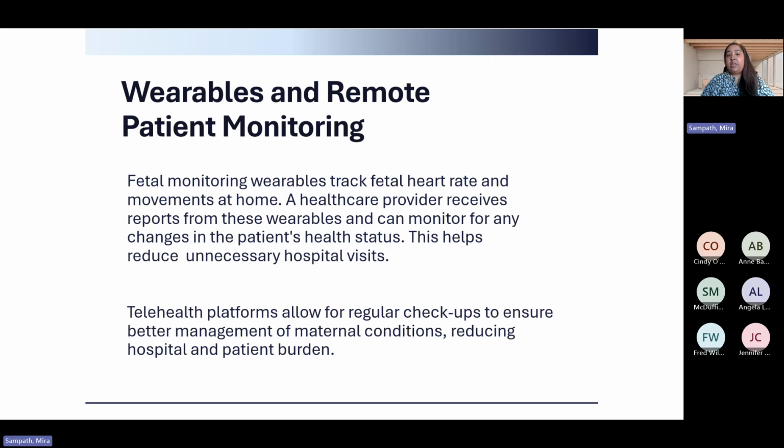This can really reduce the need for that if they know that these values are being monitored regularly by their physician, then that provides a sense of safety and comfort as well. And they also know that they would be alerted if there were any issues and they needed to actually seek urgent care. And of course, telehealth platforms allow for regular checkups to ensure better management of maternal conditions, which reduces the hospital and patient burden and makes it a little easier, right, for that consistent communication and continuity of care between the physician and their patient.